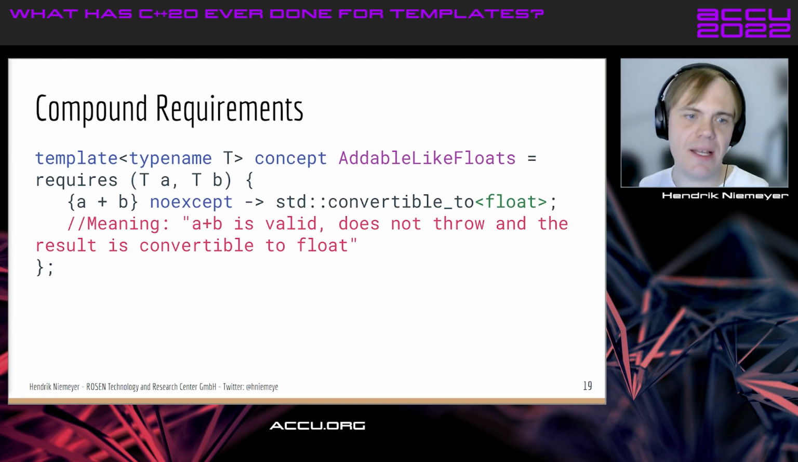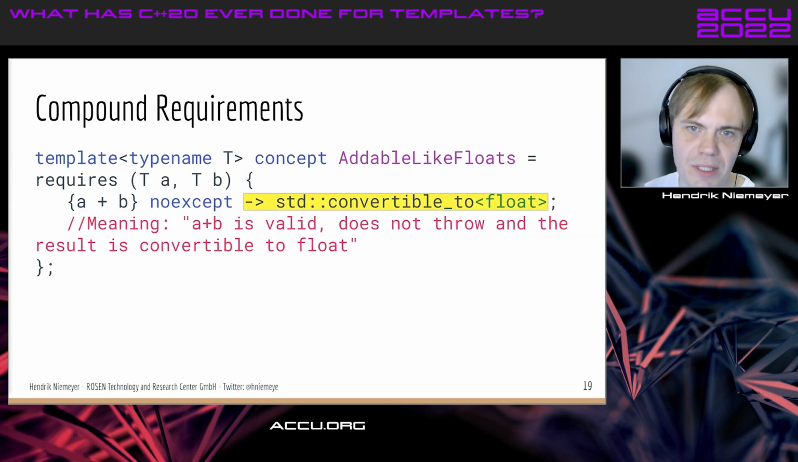So the next thing would be compound requirements. They look a lot like the simple requirements, but have a little bit more functionality. So again, we have an expression, which is now here in curly braces. Then we have an optional noexcept specifier, and we have an optional return type requirement. And the return type requirement needs to be a type constraint. So for example, a concept.